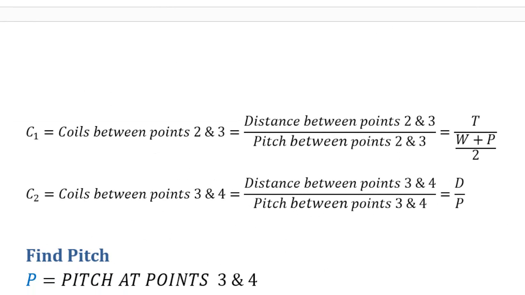And there's our calculations for the coils. So the coils between 2 and 3 is just the distance between 2 and 3 divided by the average pitch of points 2 and 3. So it's T divided by (W plus P) over 2. And then the same goes for coils between 3 and 4: the distance divided by the pitch. It's the unknown pitch. We don't know what the pitch is. But now we have two numbers, C1 and C2. The total coils, we know what that is.